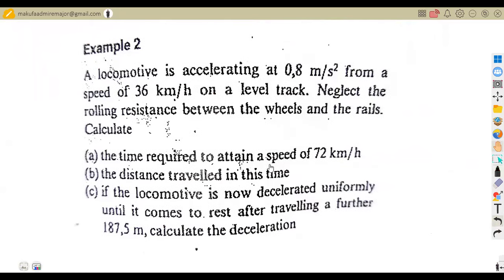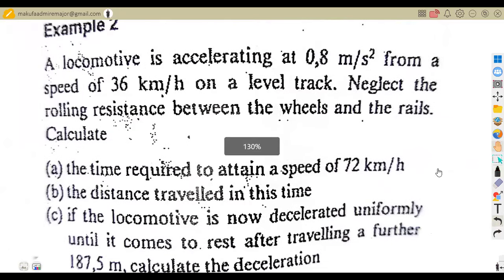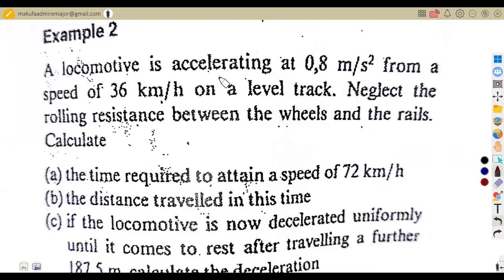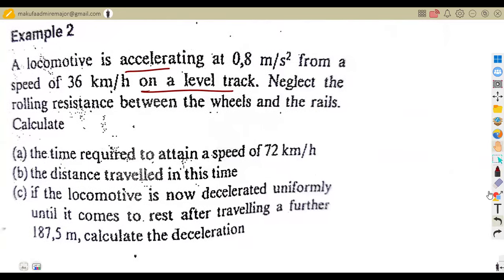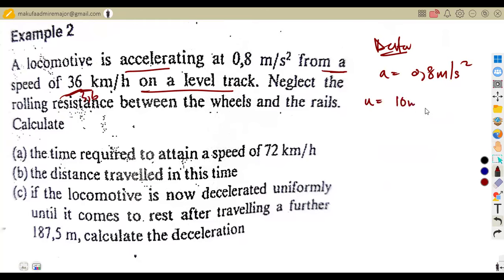Example two, we are given a locomotive that is accelerating. As you can see, we're told it is accelerating on level track. This is not on an incline. It's on level ground. It is accelerating at a given acceleration of 0.8 meters per square second. That's our initial velocity. Again, divide by 3.6, you're going to get 10 meters per second.